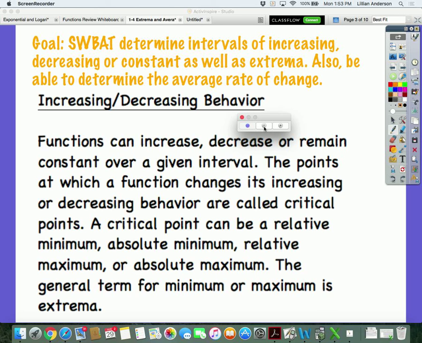Okay? And when a function changes from increasing to decreasing, the point where it changes is called a critical point. Okay? Now, a critical point can either be a relative min, an absolute min, a relative max, or an absolute max. Okay, so those critical points can have one of those four different names. And in general, a max or a min is called extrema. So if you ever hear me say, what's the extrema, I'm basically asking you what's the max or what's the min. Okay?